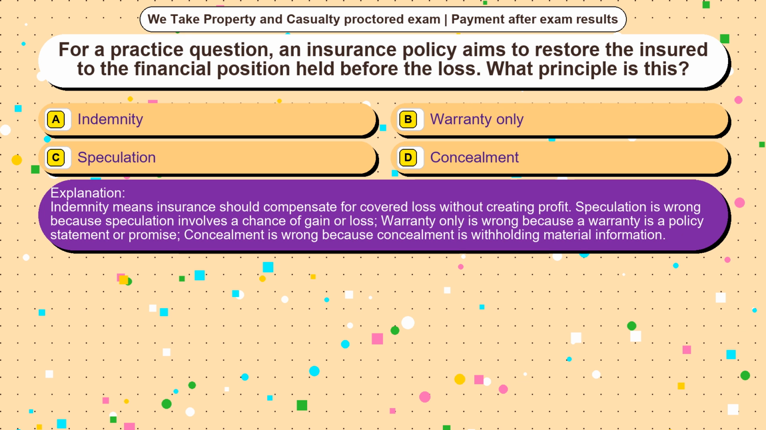Speculation is wrong because speculation involves a chance of gain or loss. Warranty only is wrong because a warranty is a policy statement or promise. Concealment is wrong because concealment is withholding material information.